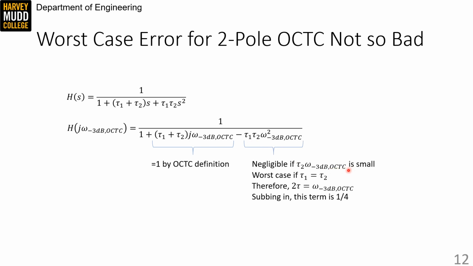And that's true if tau 2 times omega minus 3 dB OCTC is small. And our worst case for that is if tau 1 is equal to tau 2, because for any other value of tau 2, the tau 2 is going to have to be smaller than tau 1. Now if we look back at this first term, we know that 2 tau times omega minus 3 dB has to be equal to 1 by definition, so 2 tau is equal to omega minus 3 dB OCTC. And subbing that relationship into our expression, we get that this last term is equal to 1/4. So in the worst case, with co-located poles, this last term is 1/4.